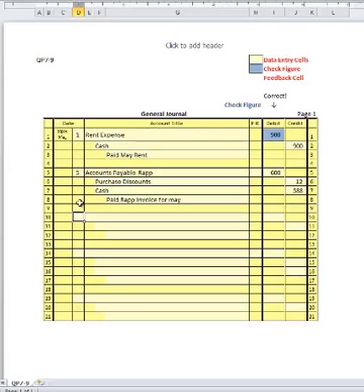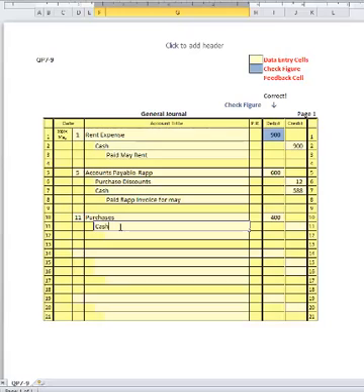Then on the 11th, we purchased merchandise for cash. Now this is a purchase of merchandise, so it's going in the purchases account for $400, and this one was for cash, so we're going to credit cash instead of accounts payable. So this was to enter cash purchase.